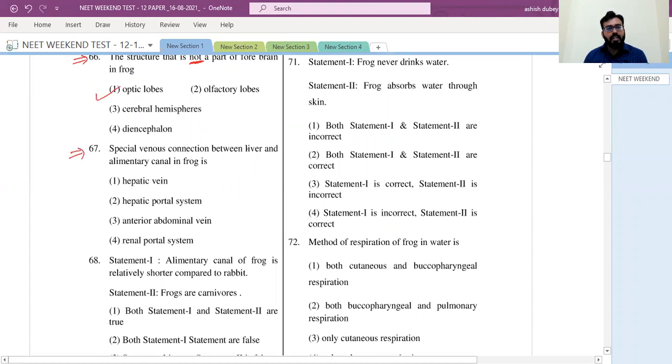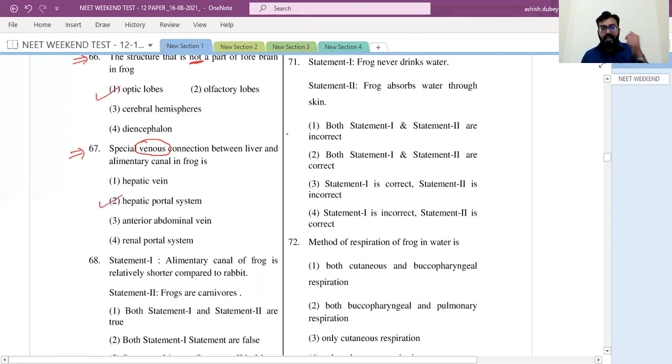67. The special venous connection between liver and alimentary canal in frog is a special venous connection. Okay, so they are talking about the portal system. It will be good to say alimentary canal and liver, because the venous drainage of alimentary canal along with the splenic drainage and mesenteric drainage comes toward the liver. So it is the hepatic portal system.